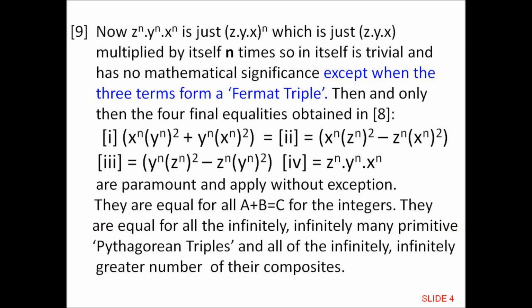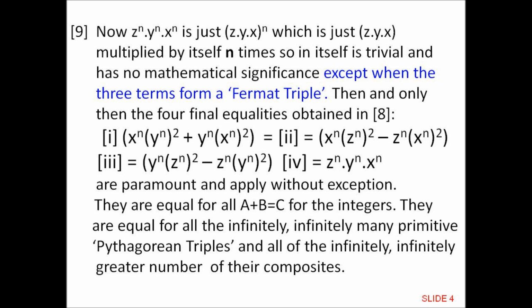9. Now z to the power n times y to the power n times x to the power n is just z times y times x all to the power n, which is just z times y times x multiplied by itself n times, so in itself is trivial and has no mathematical significance, except when the three terms form a Fermat triple. Then and only then the four final equalities obtained in 8 are paramount and apply without exception.